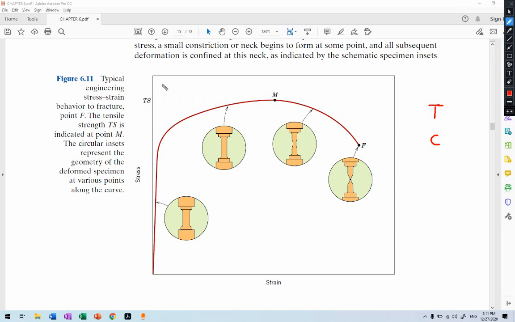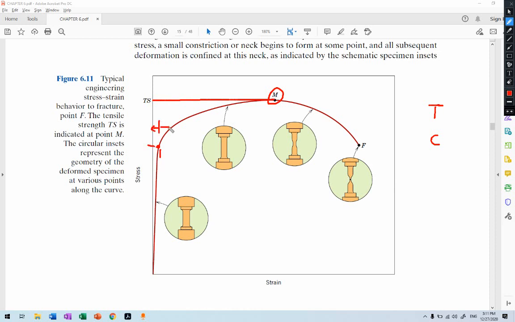Now, what does tensile strength or compressive strength mean? It's the maximum stress that the material can handle. If you apply more than that, the material goes to failure. So it would be the highest point on the curve. The highest point on the curve will be considered as the strength. It's not yield. Yield, we know where it is. For example, they say this is yield. Yield is the limit between the elastic and plastic.